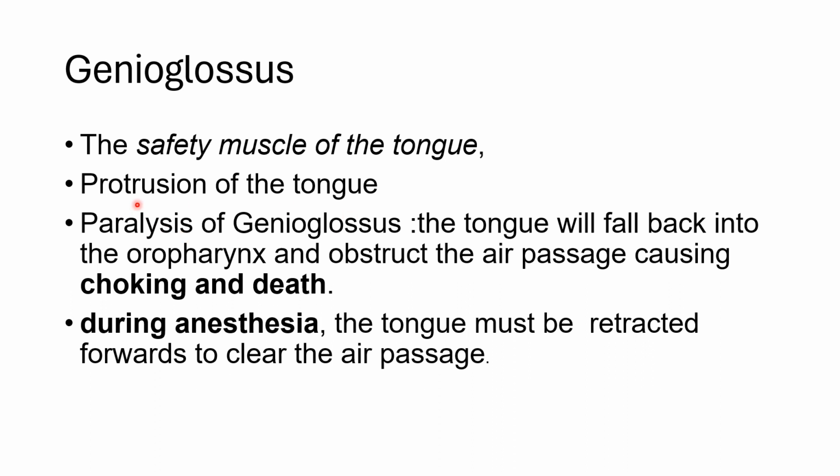The tongue is not able to protrude out, it will fall back, and where it will fall, behind lies the oropharynx. So when it falls on the oropharynx, what will happen? There will be obstruction of the air passage, which can cause choking of a person, and if not corrected, it will cause the death of the person. So when we anesthetize a patient, we have to make sure that the tongue is retracted forwards, otherwise the patient will choke, there will be asphyxia and death.